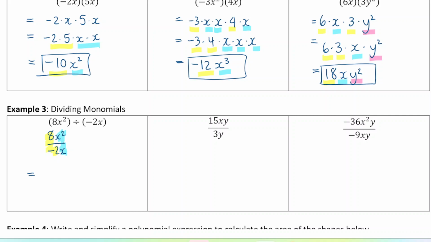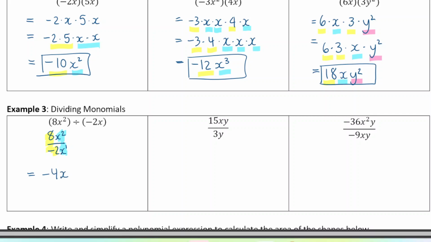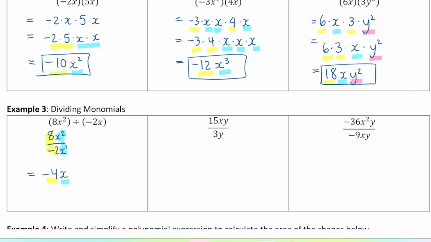So 8 divided by negative 2 is negative 4. And if you recall back to the exponents unit, we subtract exponents when we're dividing them. So x squared, or 2 minus 1 would be 1, so it'd be x. Okay, so in the same way that we did the multiplication, we can do the division that way also.